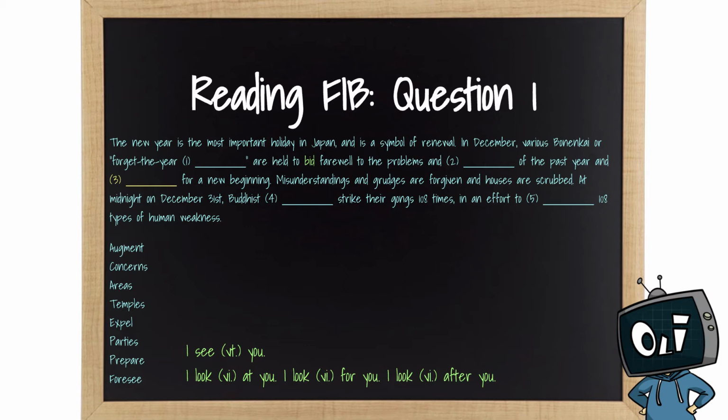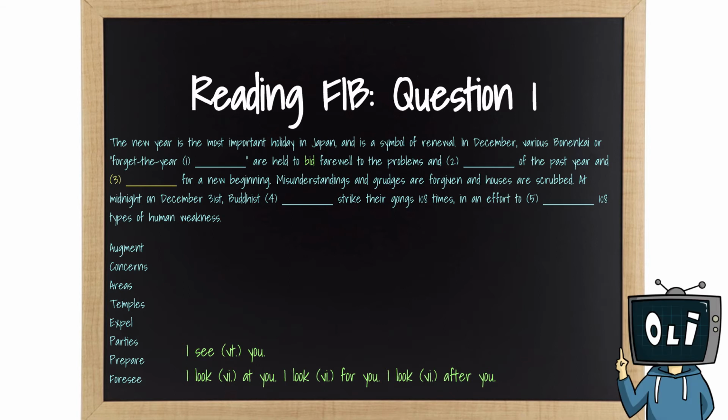You can see someone, but you will have to look at someone, look for someone, look after someone, etc. Therefore, see is a transitive verb, while look is intransitive. This is also what you might see in a dictionary, where words are marked as VI or VT, dictating whether they are transitive or not.